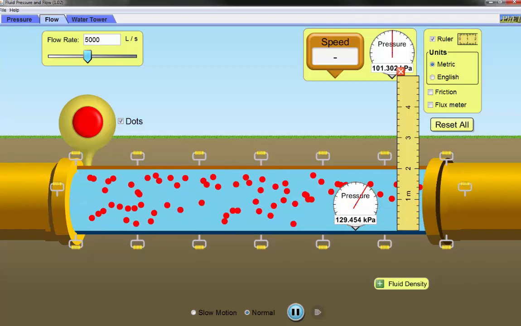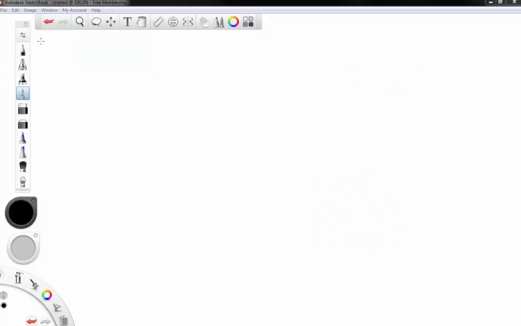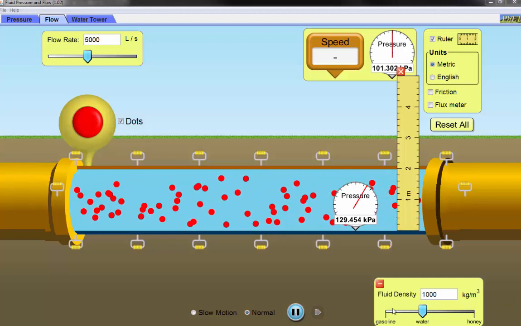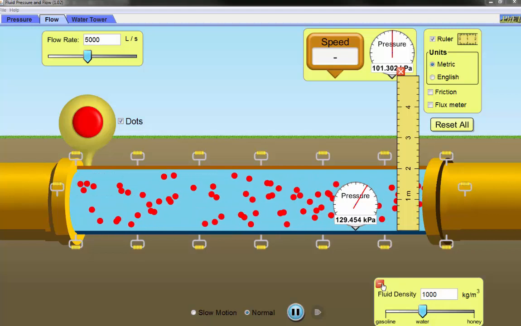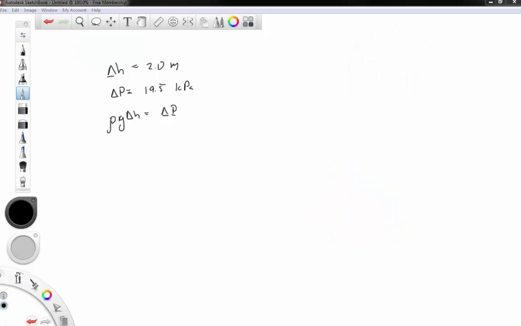So the question is, is that something that you should expect to have happen? So we basically had delta H equal 2.0 meters, and we basically had delta P equal something like 19.5 kilopascals. Recall that we could either use fluid statics or we could use the part from Bernoulli's principle, which states that the density of the fluid times the free fall acceleration times the change in height should give us the change in pressure. Now, we can look at what the fluid density is, and in fact we can actually set the fluid density if we want. It's set for water, which is 1,000 kilograms per cubic meter. So we basically can write here that rho is equal to 1,000 kilogram per meter cubed.